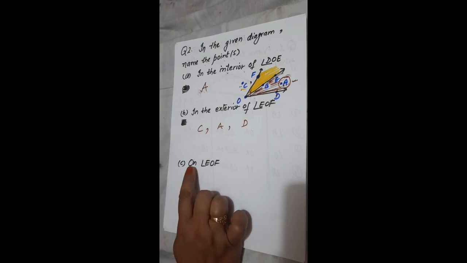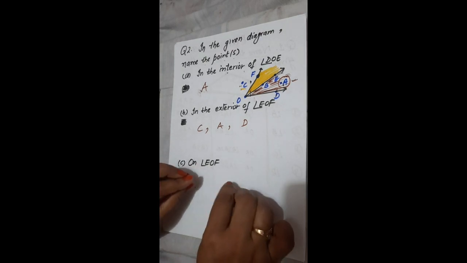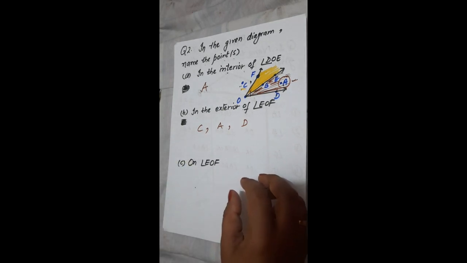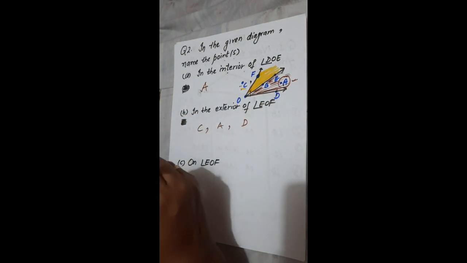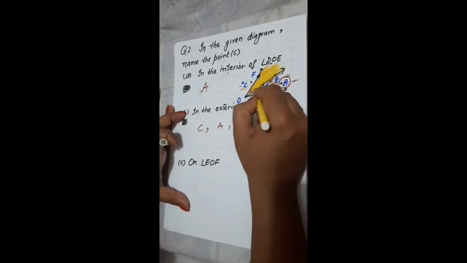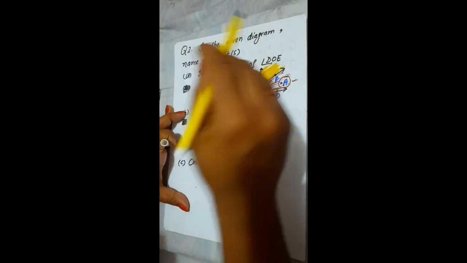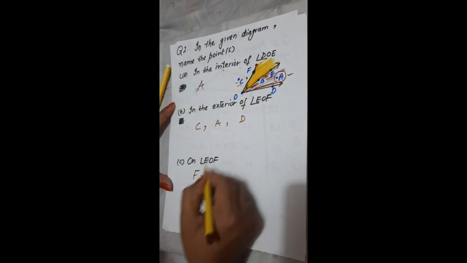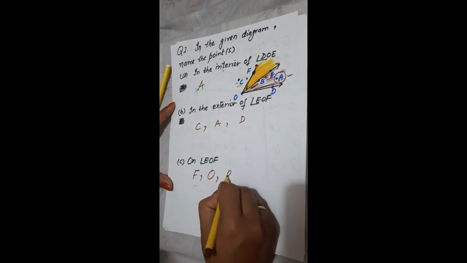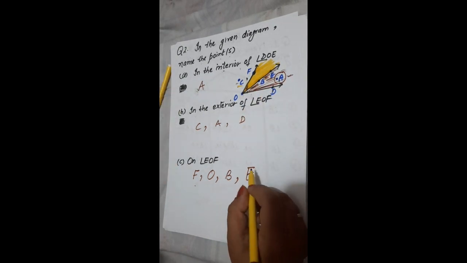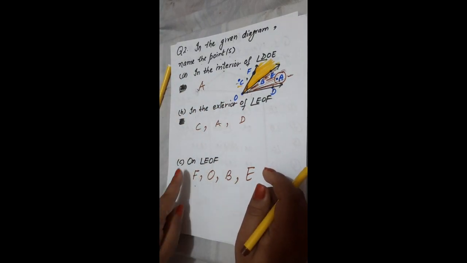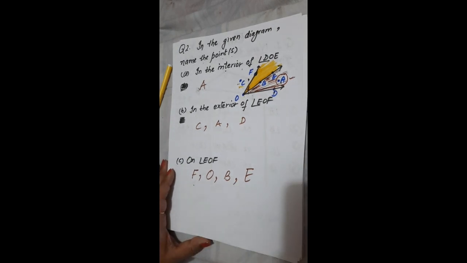So we have to write the points which lie on EOF. As we know, on means uske upar, which lies on EOF. This is EOF, and the points which lie on it, uske upar kaun se points? Here we have point F, point O, point B, point E. Interior means inside the angle, exterior means which lies in the exterior of the angle, on means which lies on. So this is all with question number 2.